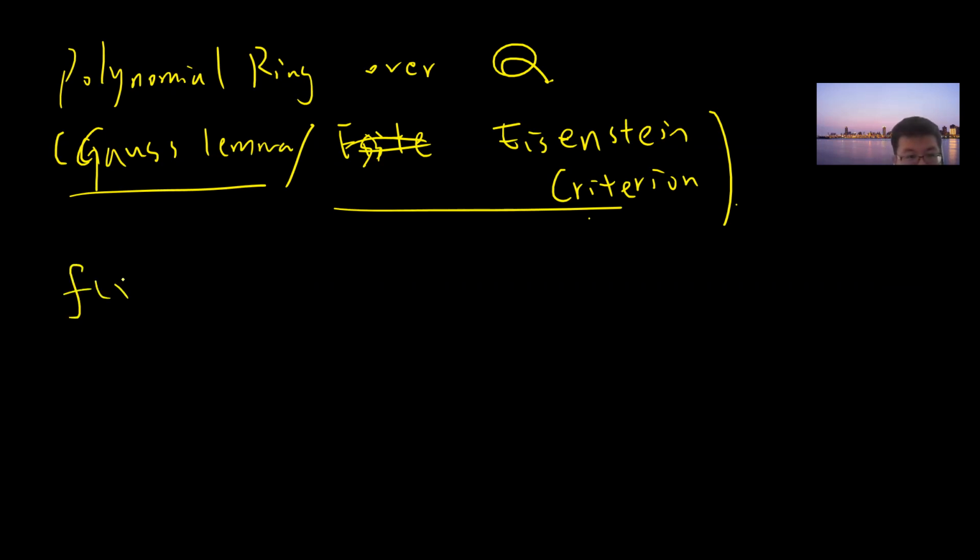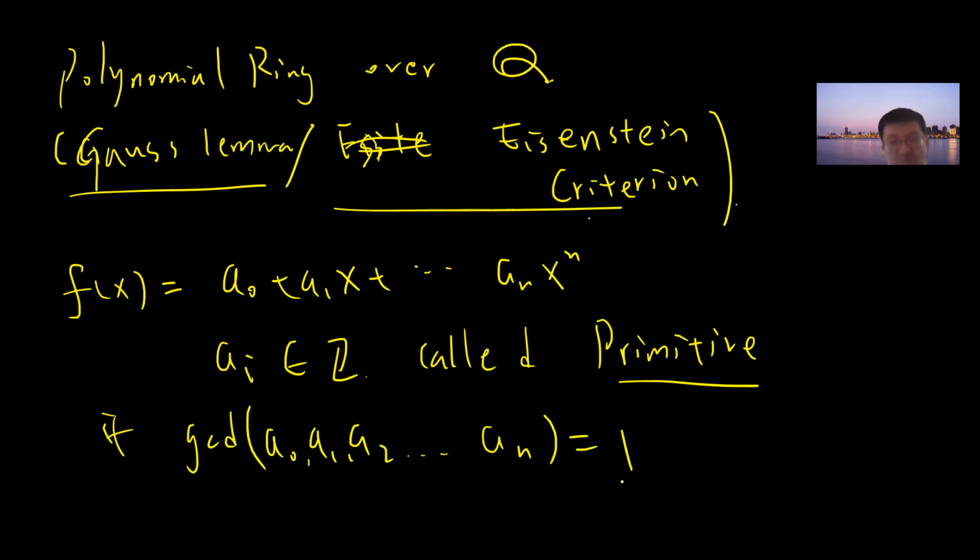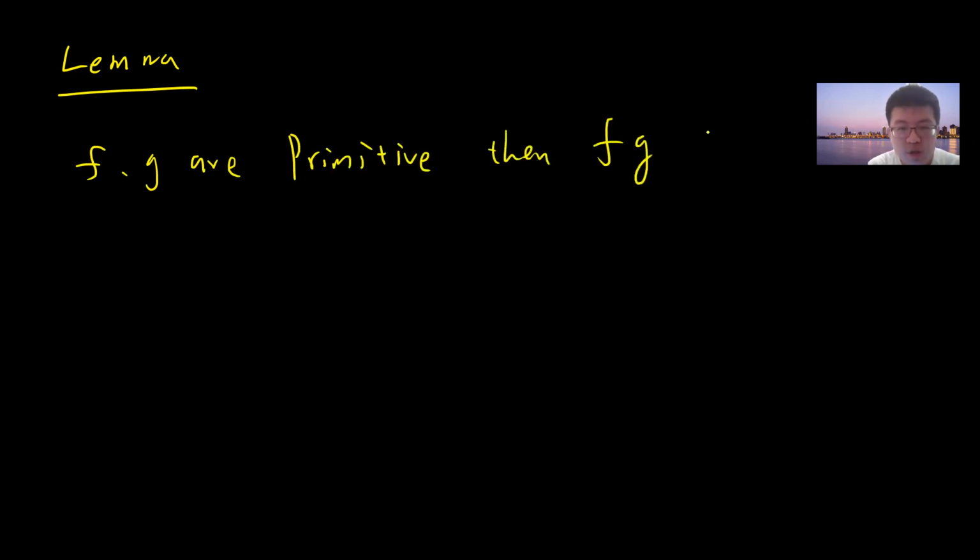Let f be a polynomial with coefficients that are integers, so let's say a0 plus a1x up to an xn, and all the ai's are integers. This is called a primitive polynomial if the greatest common divisor is 1. So if all the coefficients are relatively prime, it is called primitive. The lemma says that if f and g are primitive, then fg is primitive.